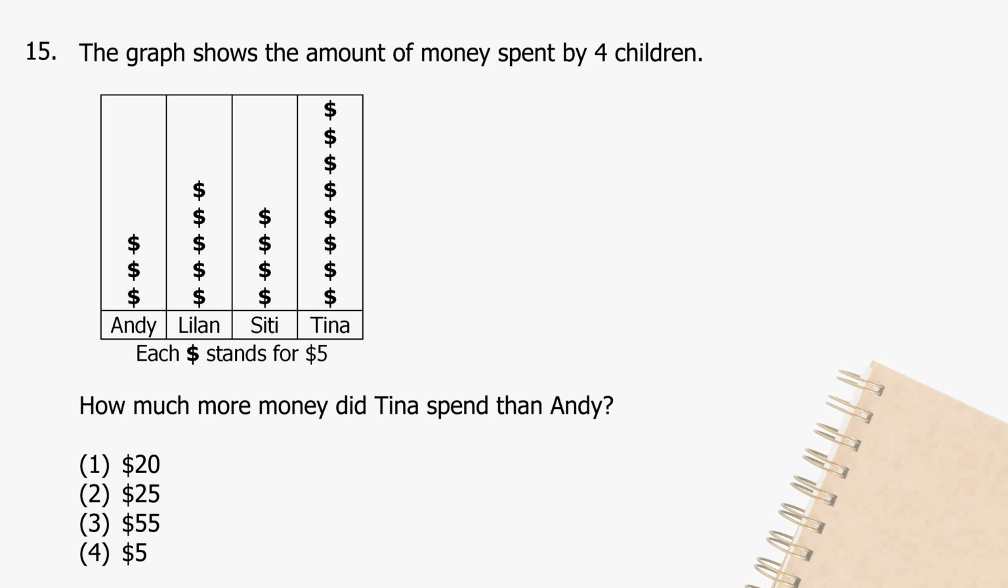Question 15. The graph shows the amount of money spent by 4 children. How much more money did Tina spend than Andy?